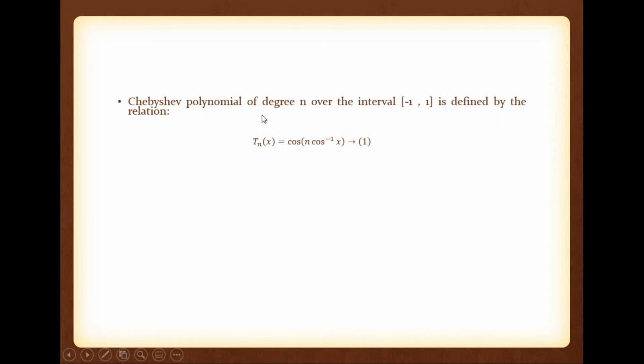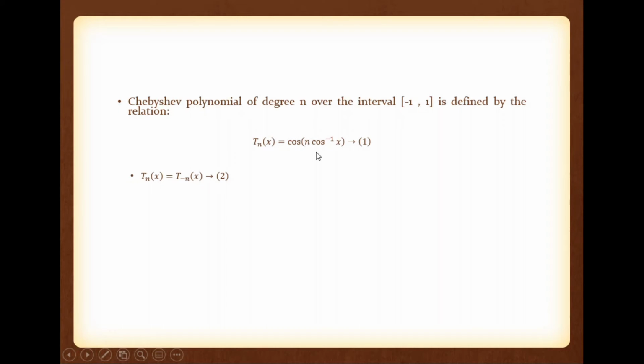So here the interesting thing is this one is an even function. You can see that this one is an even function, meaning Tn of x is equal to T minus n of x. Both are the same. So with respect to n, that one is an even function.